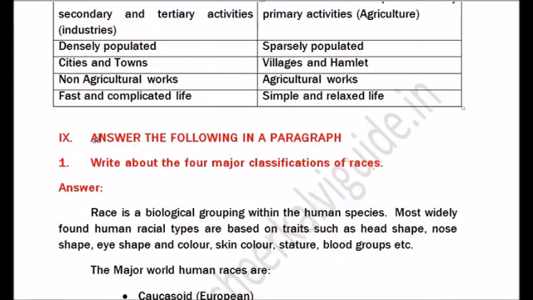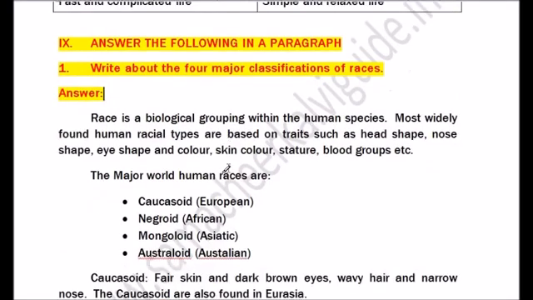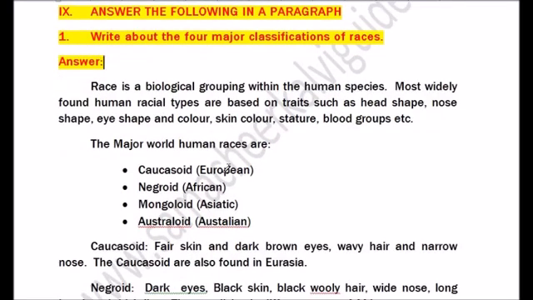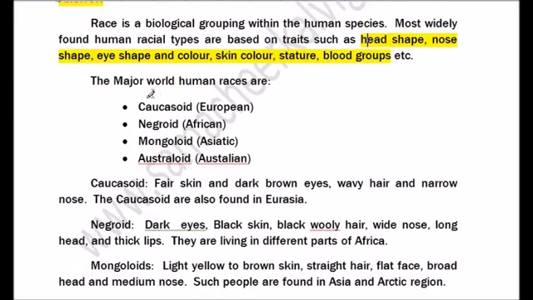Roman number 9. Answer the following in a paragraph. Write about the 4 major classifications of races. Answer. Race is a biological grouping within the human species. Most widely found human racial types are based on traits such as head shape, nose shape, eye shape and color, skin color, stature, and blood group. The major world human races are Caucasoid or European, Negroid African, Mongoloid Asiatic, and Australoid Australian.